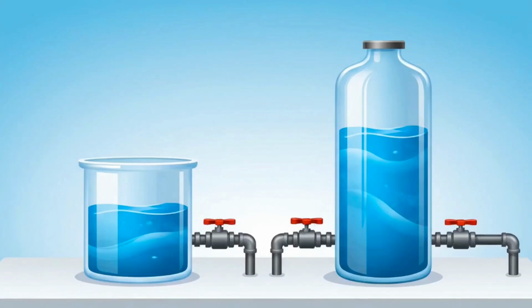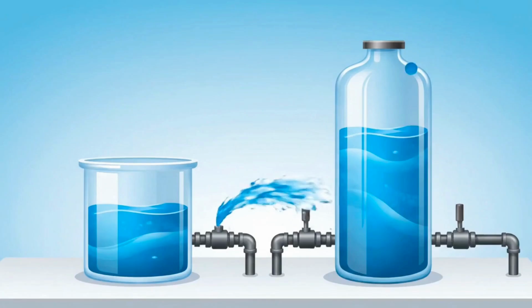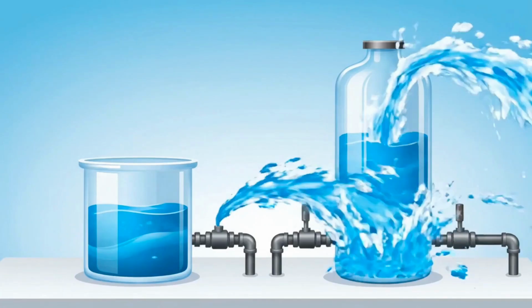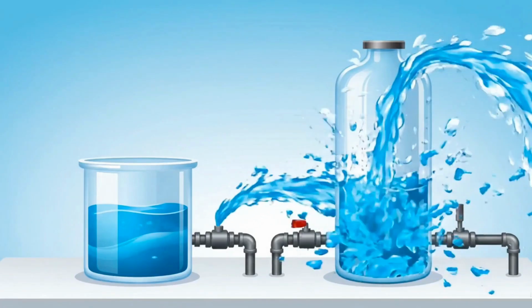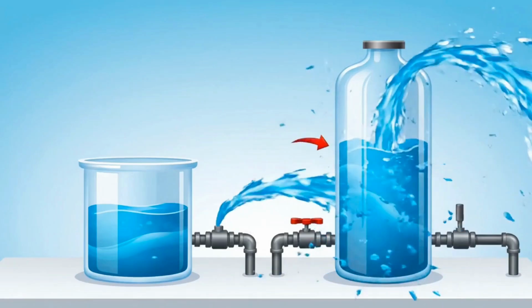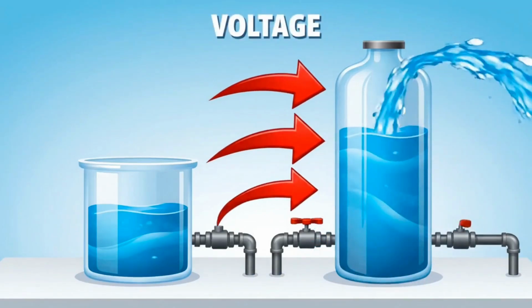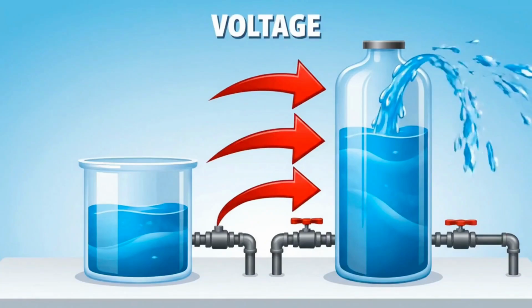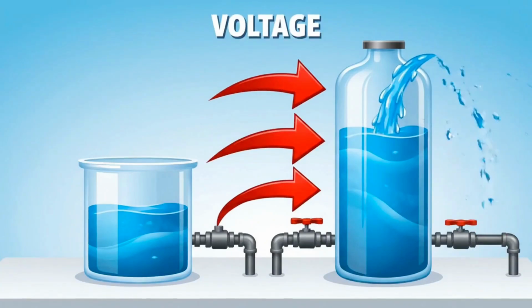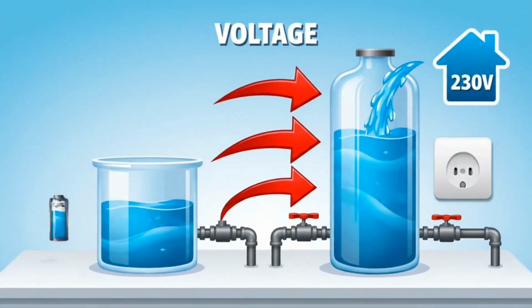Voltage is like the height of the water tank, the pressure pushing the water. A taller tank pushes harder. In electricity, voltage is the force that pushes electrons. It is measured in volts or V. A phone battery is 3.7 volts. A home socket is 230 volts.